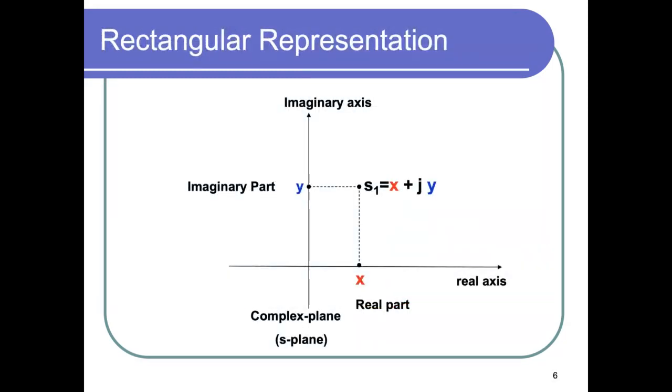We can have a rectangular representation of any complex number, where the vertical axis is the imaginary axis and the real axis is the horizontal axis. So with this, if I have s1 as a complex number, it's equal to x plus jy, where x corresponds to the real axis and y corresponds to the imaginary axis. And we will use these kinds of representations a lot in this course. This is called the complex plane or the s-plane. Typically, we use s to represent complex variables and t to represent the time domain variable.